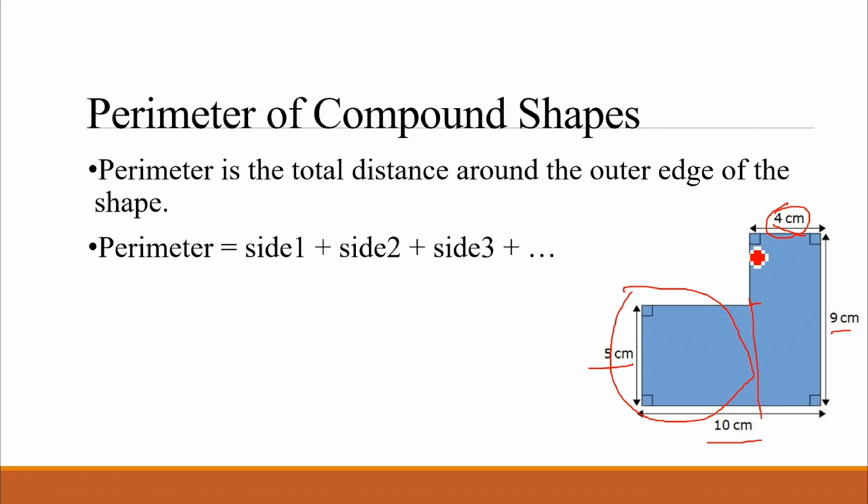So this is one side, second, third, fourth, and this side is missing, so we will calculate it like this. First divide this into two shapes, like this is the first rectangle. So the sum of all the sides is 4 plus 9 plus 10 plus 5, and this side is missing. As the whole side is 10 and one side is 4, obviously the remaining side will be 6, because 6 plus 4 equals 10. So the sum of all the sides is called the perimeter of that shape.